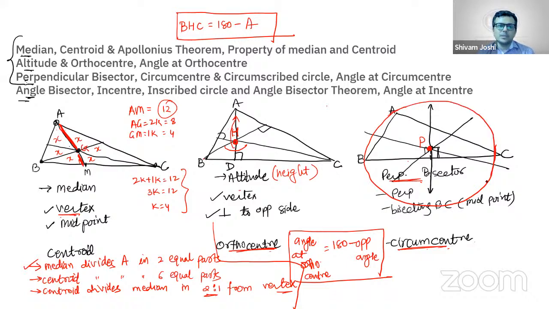This is what you call a circumscribed circle, right? And for this circle, your PA or PB or PC are known as the circumradius. Circumradius is known as a capital R. So PA equal to PB equal to PC is known as the circumradius, which is capital R.